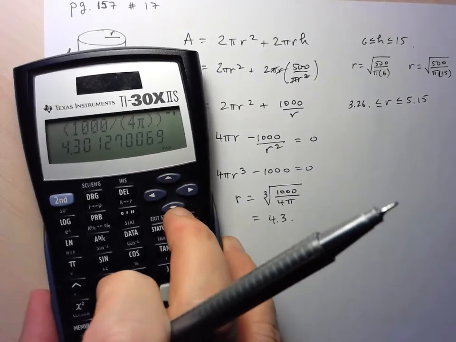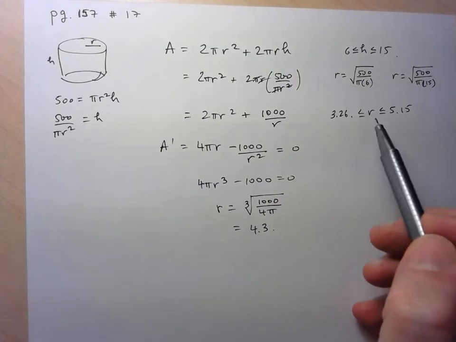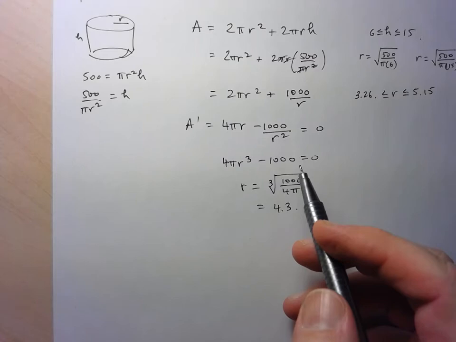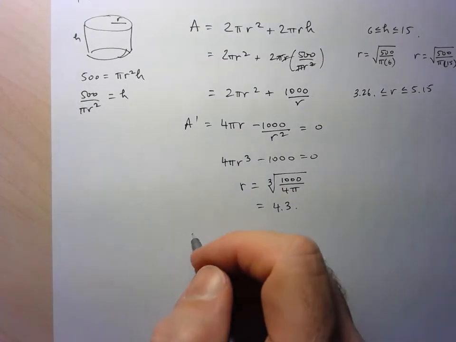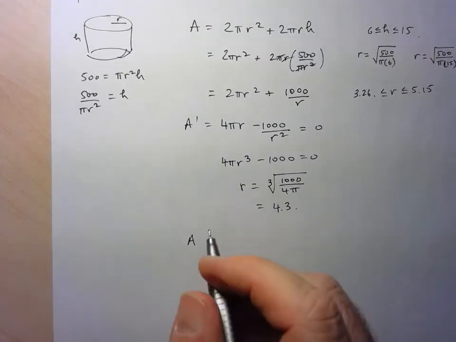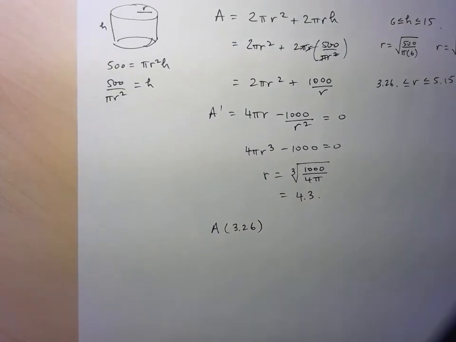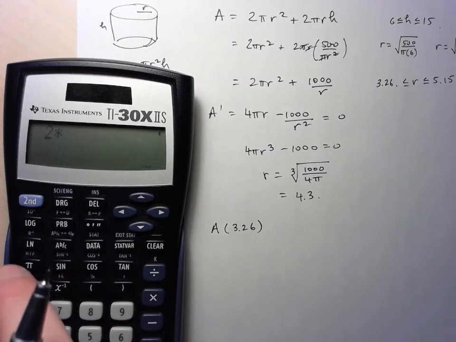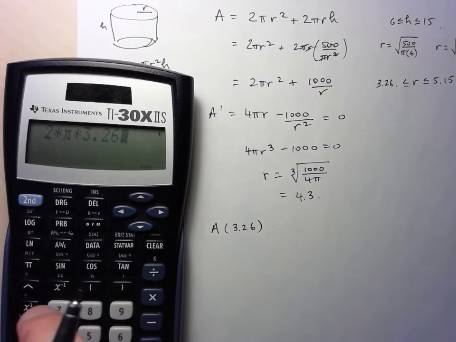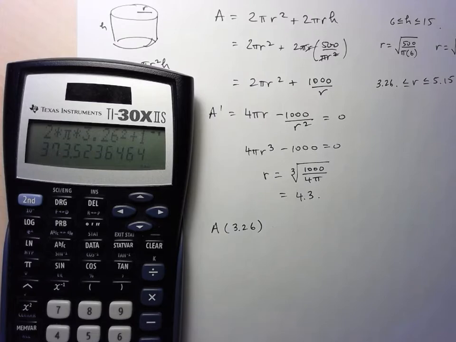So again, I could show that this is an absolute minimum in that interval, or I could use the fact that I'm working with a closed interval and just test the surface area at these 3 points and see which one is smallest. So just to change things up a little, I'll do it that way. I have to check A at 3.26. Let's get our calculator. I'll use this version of A. So we've got 2 times pi times 3.26 squared plus 1,000 divided by 3.26, and I end up with 373.5.